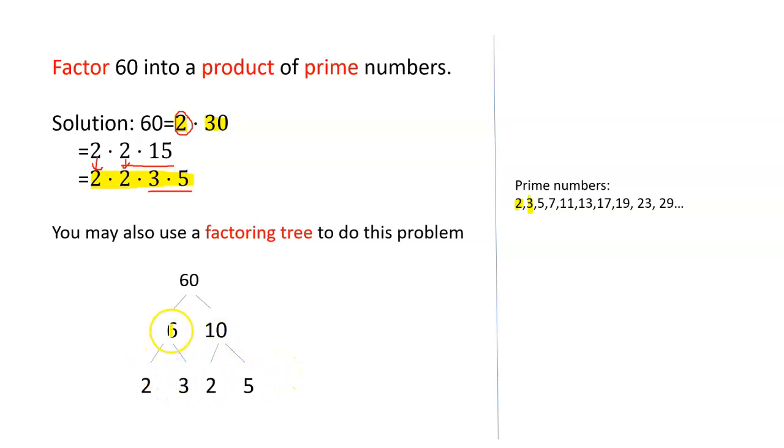So you can continue to break down 6 and 10, and then we got 2 and 3 and 2 and 5. And notice they are all prime numbers. Although the order is different from here, it's the same numbers, 2, 2, 3, 5. So you will put your answer in this format, 2 times 2 times 3 times 5. If you use the factoring tree, make sure you do one more step and write down your answer as 2 times 2 times 3 times 5.